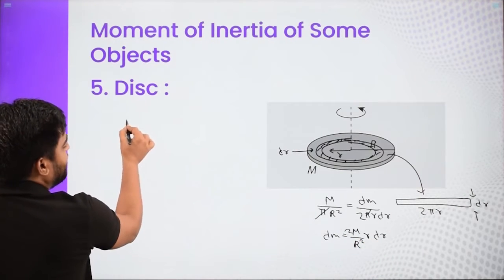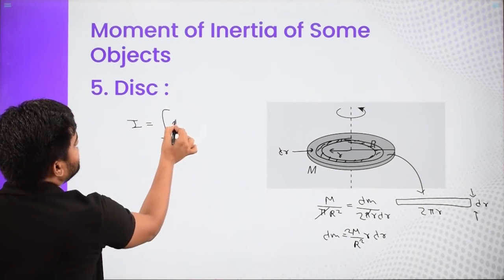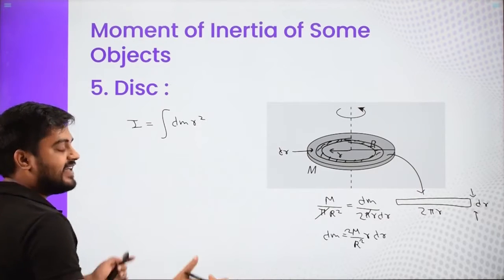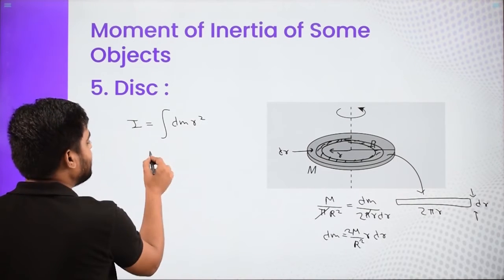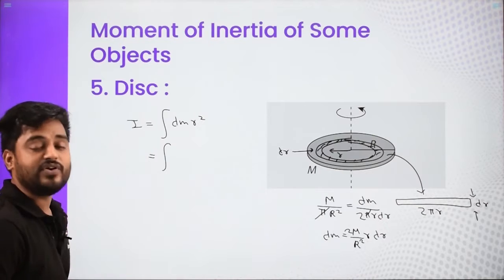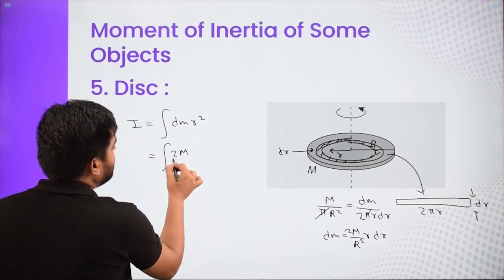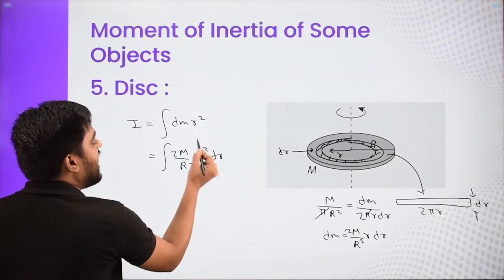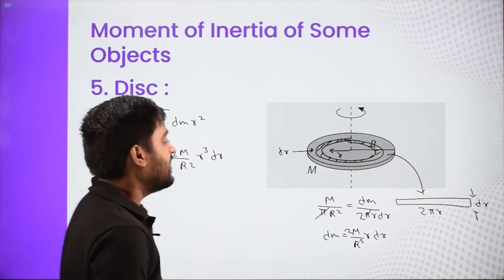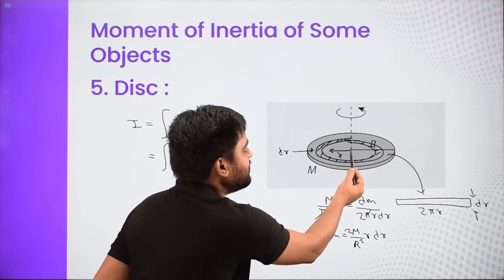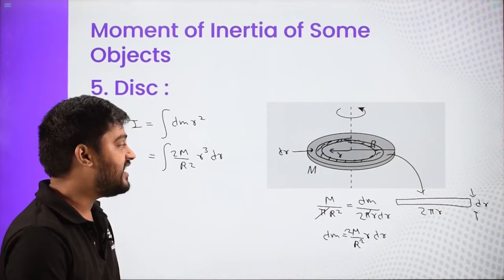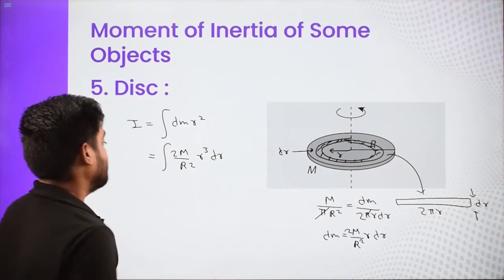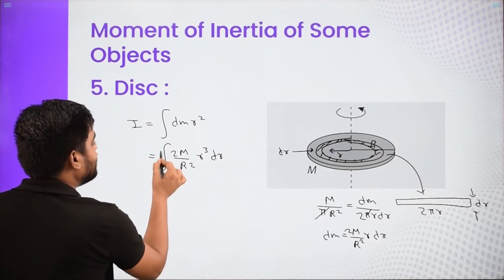Now I just need to apply the formula. I is nothing but integration of dm r square. I went to r, took an elementary ring, and now I know the entire mass is lying at r distance only. So I can utilize that integration. What is dm? We already found it: 2m divided by r square, r dr, times this r square, so it is going to be r cube. What will be the limits? The small r is changing all the way from 0 to capital R. Once that changes, these small rings will cover the entire portion and we get a disc.